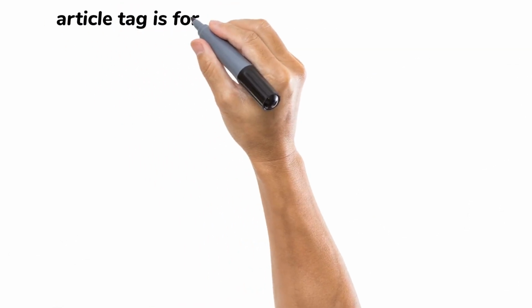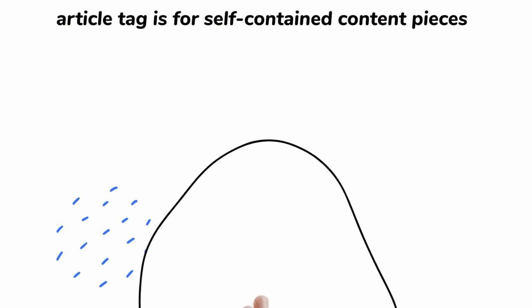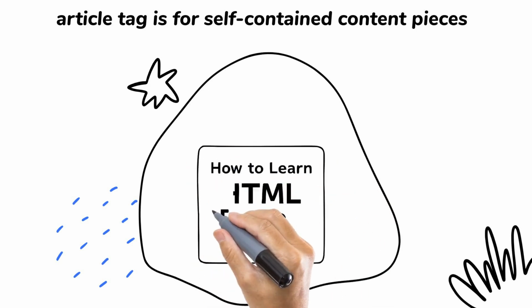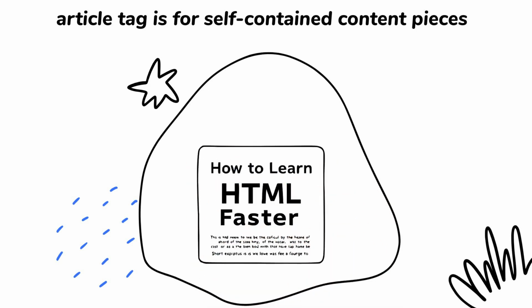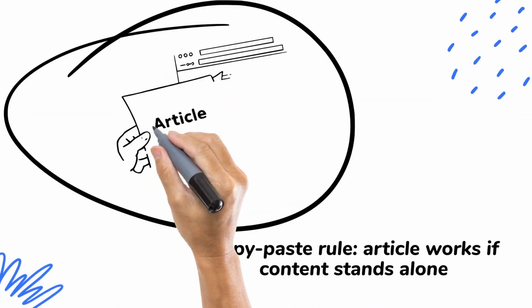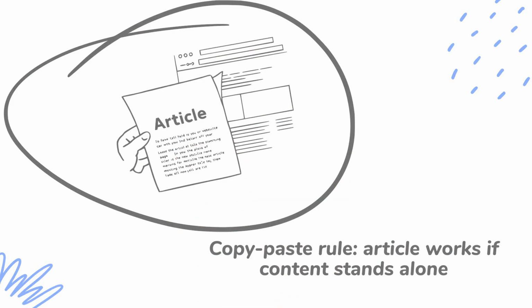An article is a self-contained piece of content that could stand on its own. Examples: blog post, news post, forum thread, product review, comment. Example: article, how to learn HTML faster. If you could copy-paste it somewhere else and it still makes sense, article is a great choice.